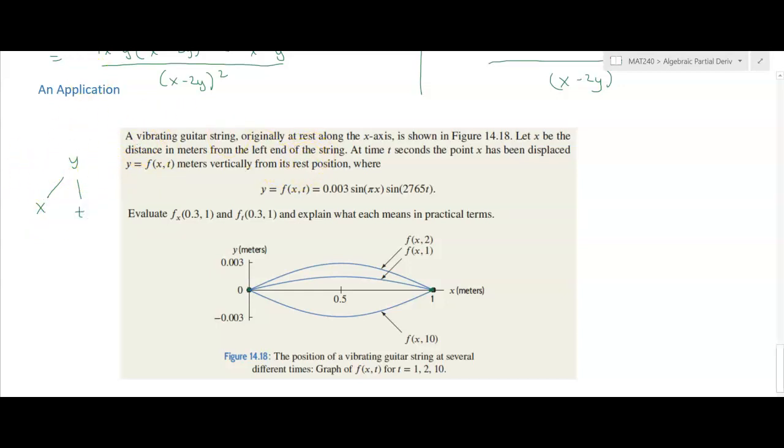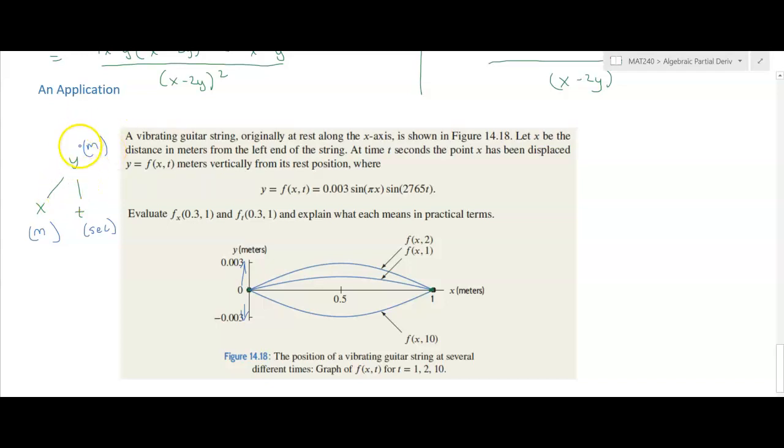x is the displacement. It's going to be measured in meters. t is a measure of time. That's going to be measured in seconds. And y is going to be how many meters above or below the rest point this string is in its oscillation. So this is kind of like vertical meters. But again, that's going to be measured in meters.